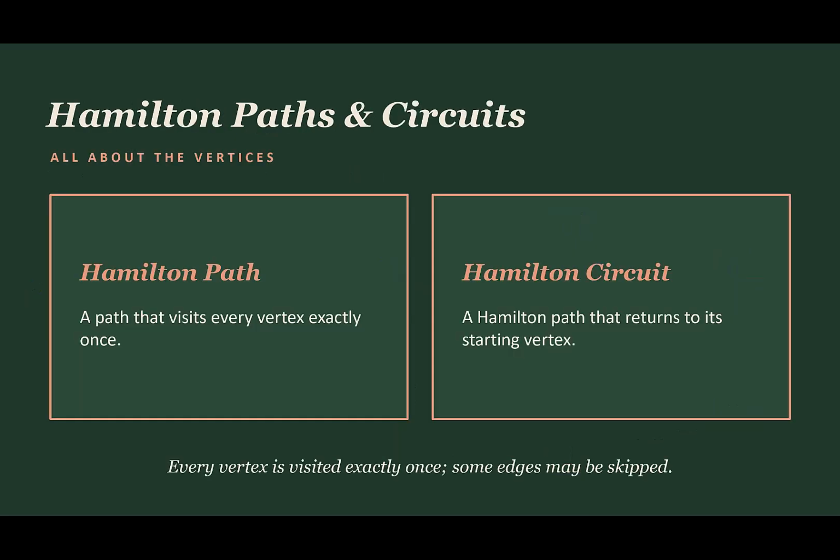We call this a Hamilton or Hamiltonian path and circuit, and just expect circuit and cycle to be used interchangeably when you talk about Hamiltonian. A Hamilton path is a path that visits every vertex exactly once. A Hamilton cycle or Hamilton circuit is a Hamilton path that returns to its starting vertex.